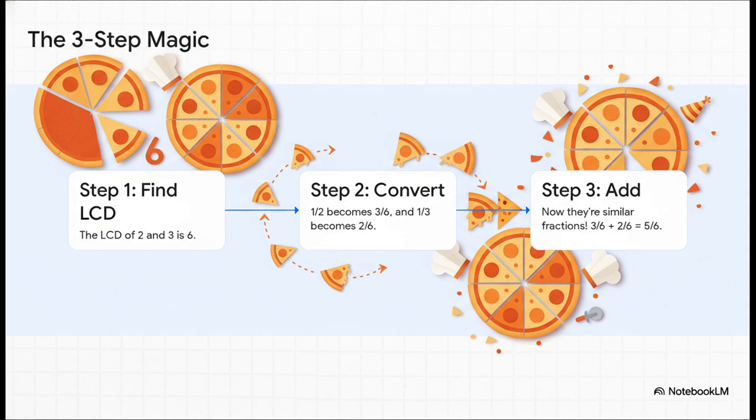Okay, so here's how the magic works. First, we find our magic number, the LCD of 2 and 3, which is 6. Then we convert our fractions. That 1/2 of the pizza is the same as 3/6. The 1/3 is the same as 2/6. And just like that, we're back to adding similar fractions. 3 plus 2 gives us 5, so we have 5/6 of a pizza in total.